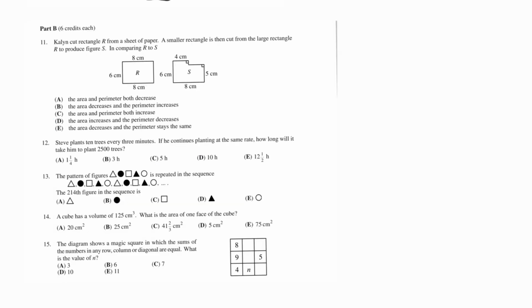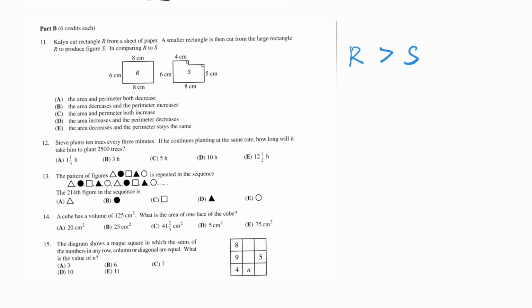Number 11. Kellen cut a rectangle R from a sheet of paper. A smaller rectangle is then cut from the large rectangle R to produce the figure S. In comparing R to S, just visually, we can see the R area is greater than the S area because they cut off the corner.